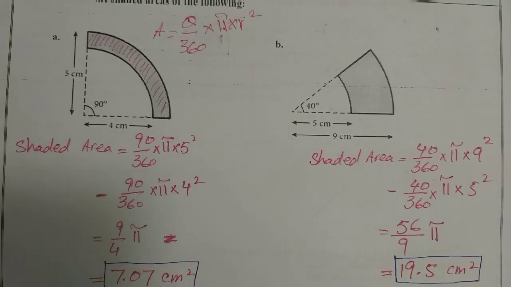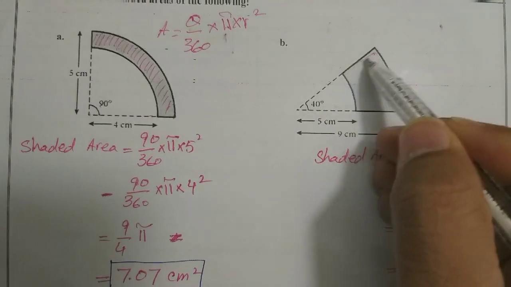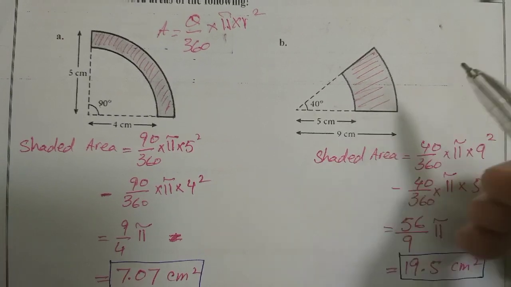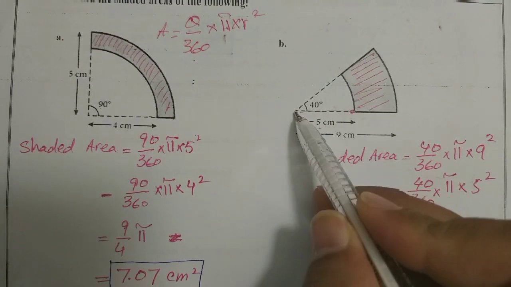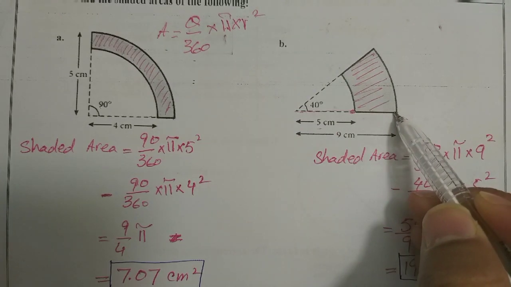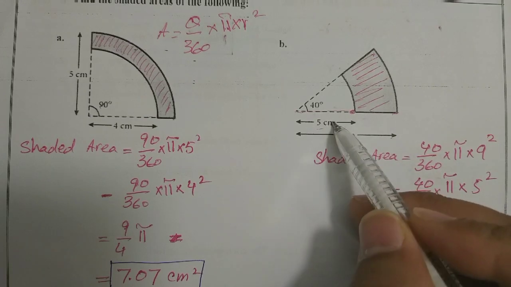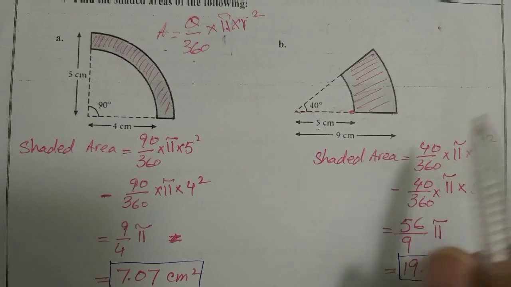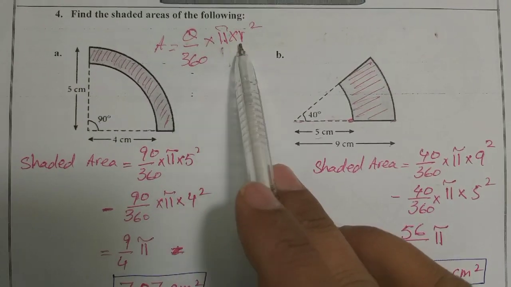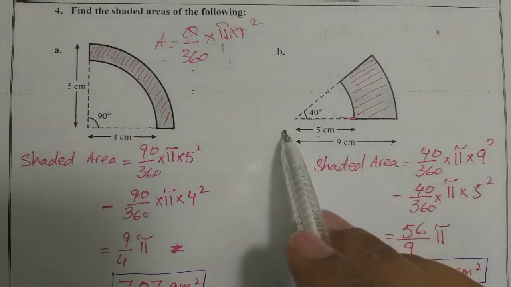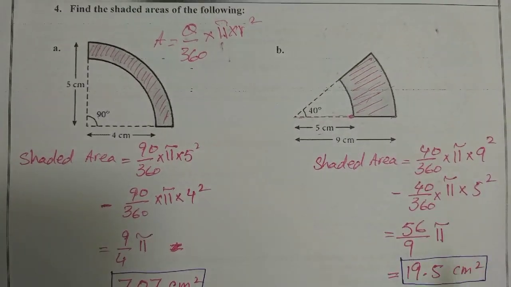Okay, in part B, again we are given a sector. We need to find this area. We are given 2 radii. The first radius is 5 centimeters, and the bigger radius is 9 centimeters. So the area of the bigger sector minus the area of the smaller sector gives the solution. We know the formula is area of sector equals theta over 360 times pi r squared. So bigger sector minus smaller sector gives the shaded area.